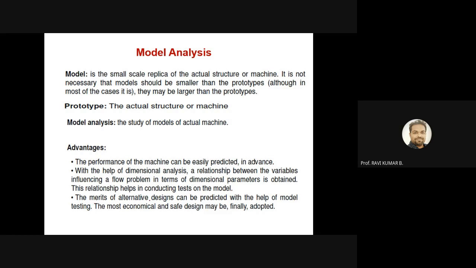The merits of alternative designs can be predicted with the help of model testing, and the most economical and safe design may be finally adopted. That means a model is a small replica. You can repeat it again. You can get n number of models and you can carry out the experiment.